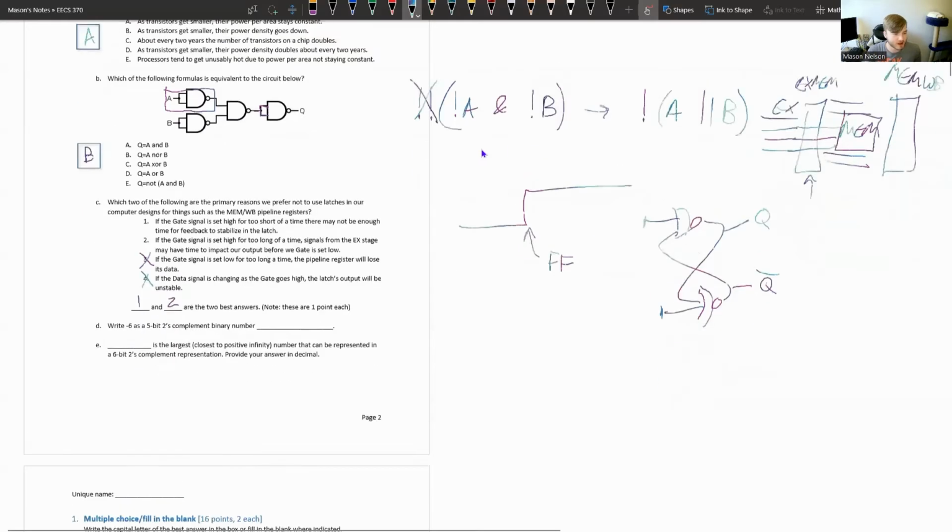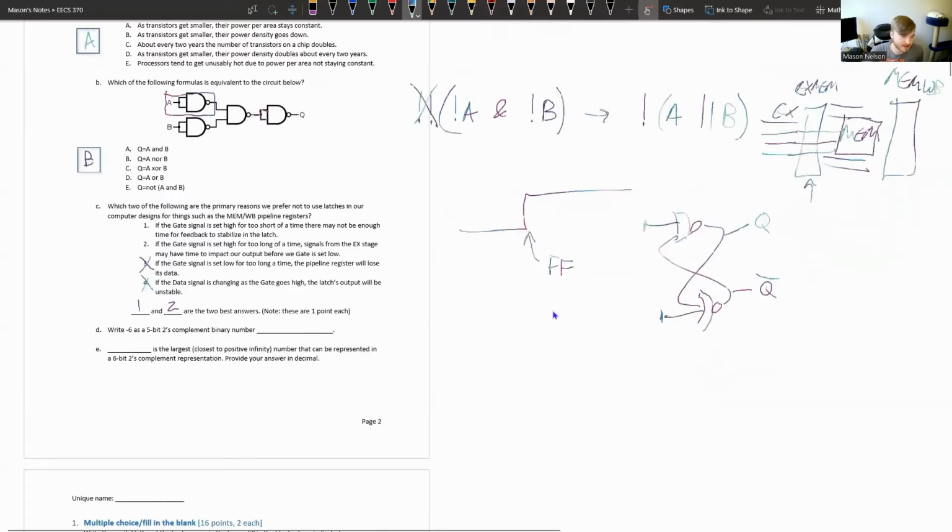All right. Moving on to question D, we're asked to write -6 as a 5-bit 2's complement binary number. If we're thinking about 5-bit 2's complement, that means we have 4 bits with positive place values: 2 to the 0, 2 to the 1, 2 to the 2, and 2 to the 3. And then bit number 4 is going to be -2 to the 4, which is -16.